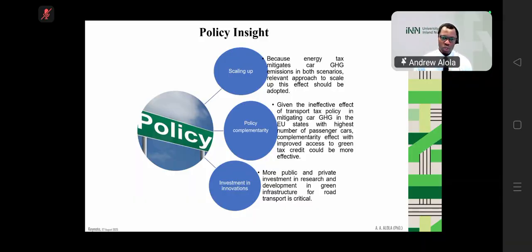So there should be partnership between private, public, even households and individuals on new innovations, and even investment in new innovation. So those are a group of policy recommendations, and that marks the end of my presentation.